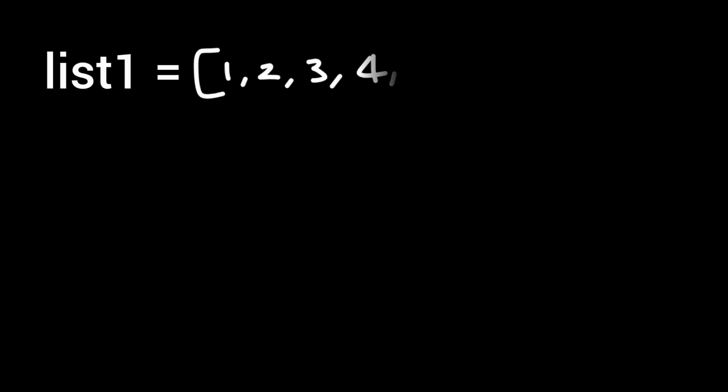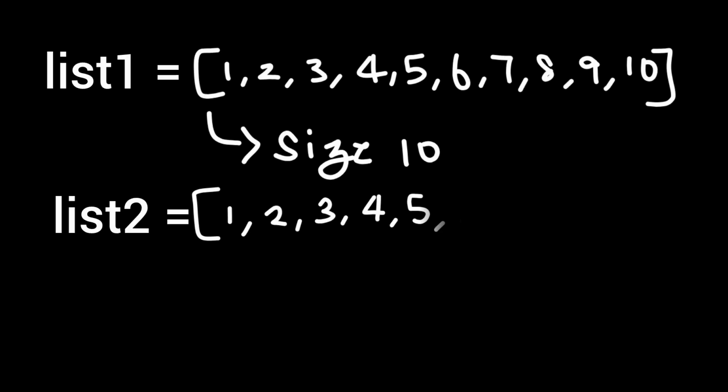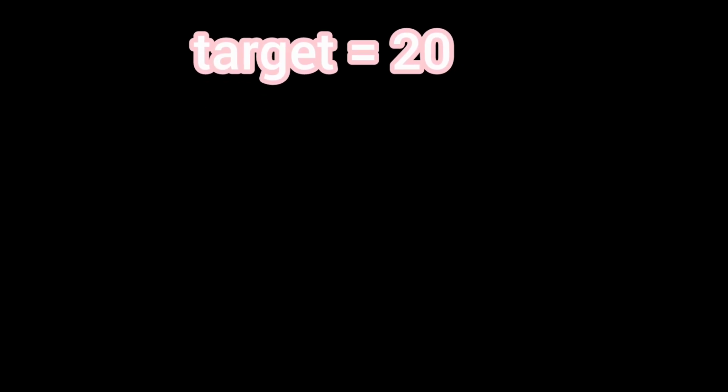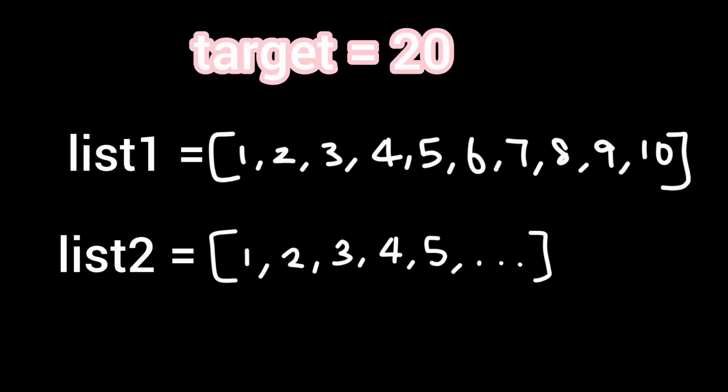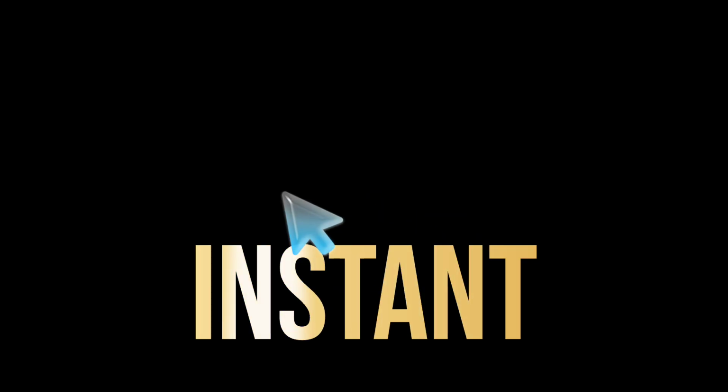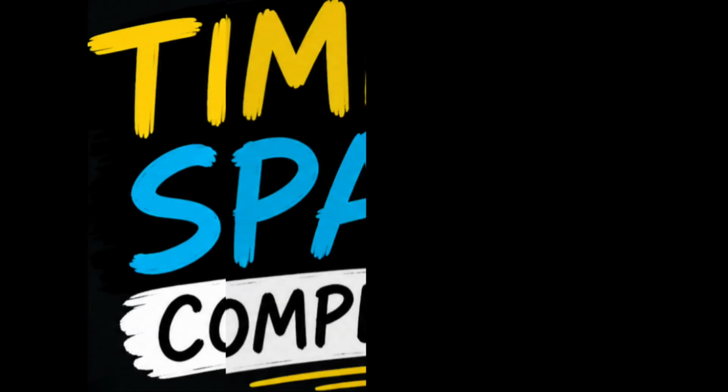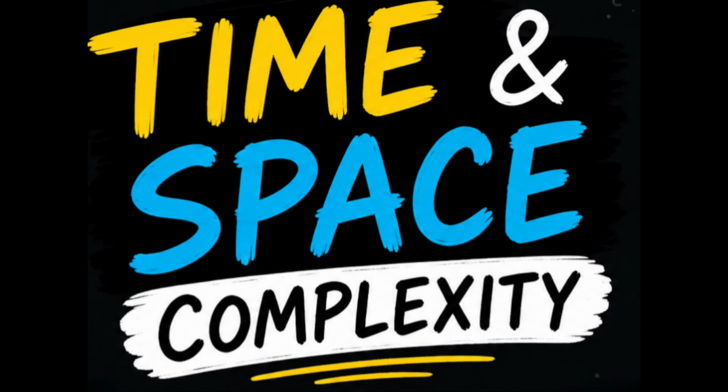Imagine you have a list of 10 numbers and another list of 10 million numbers. If I ask your computer to find a number, will both the programs take the same amount of time? And why do some apps feel instant while others become painfully slow as the data grows? The answer lies in something that every programmer must be aware of: time and space complexity.